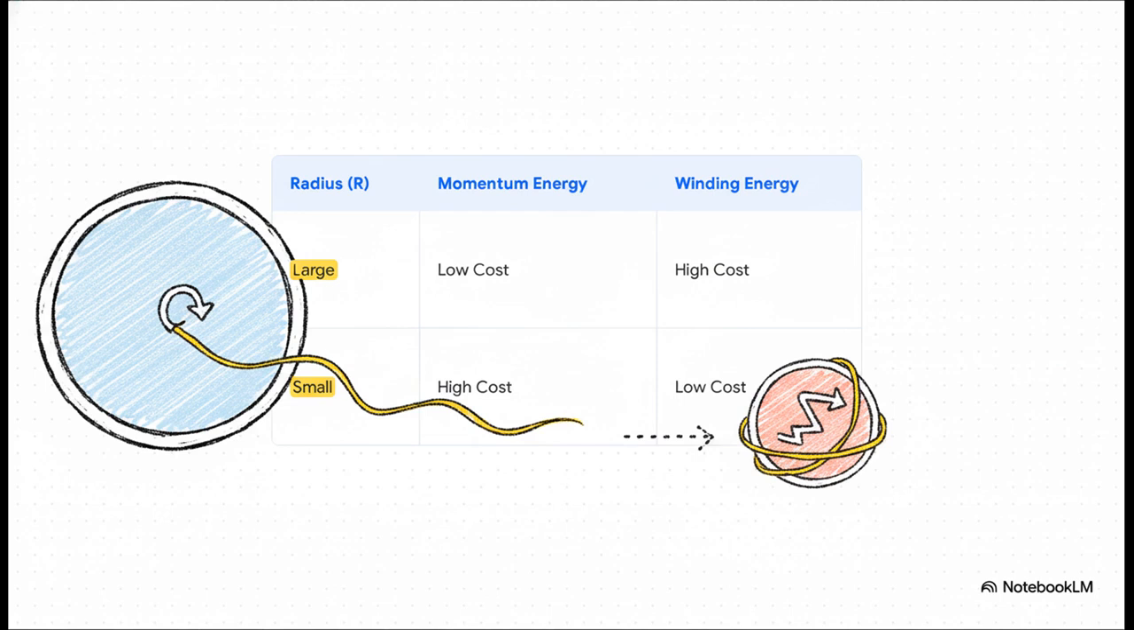Now, let's shrink that circle way down. Suddenly, it's really hard to squeeze in there and move. High energy cost. But wrapping a string around a tiny little loop, that's super easy. The costs just completely flip.